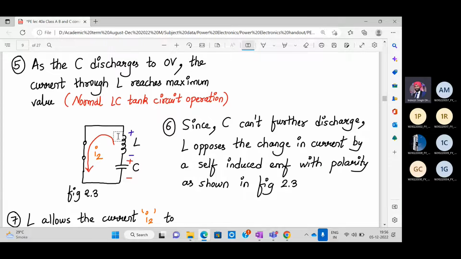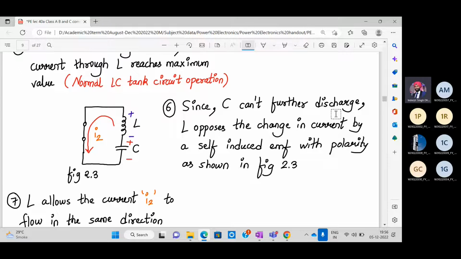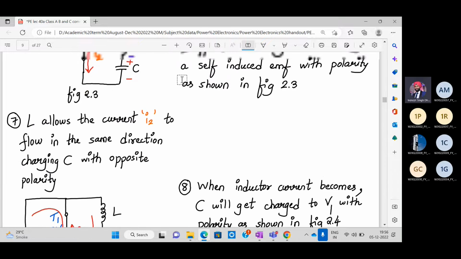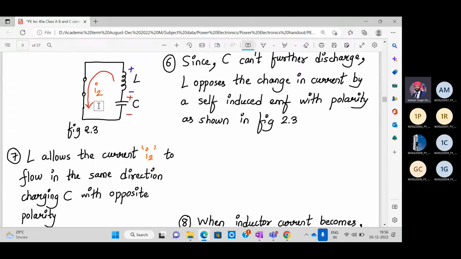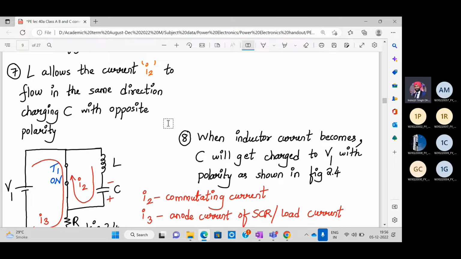So we have a normal LC tank circuit operation, right? Now the capacitor cannot discharge further. Also L will oppose the change in the current by self-induced EMF, with polarity as shown over here, right? That means your inductor will allow the current I2 to flow in the same direction. So your capacitor will now charge with the opposite polarity.